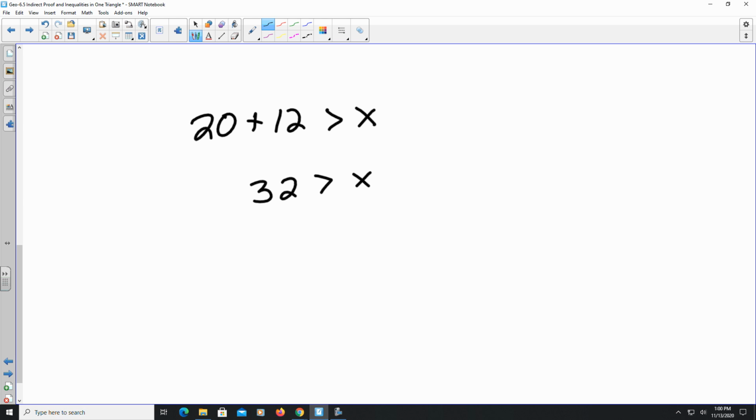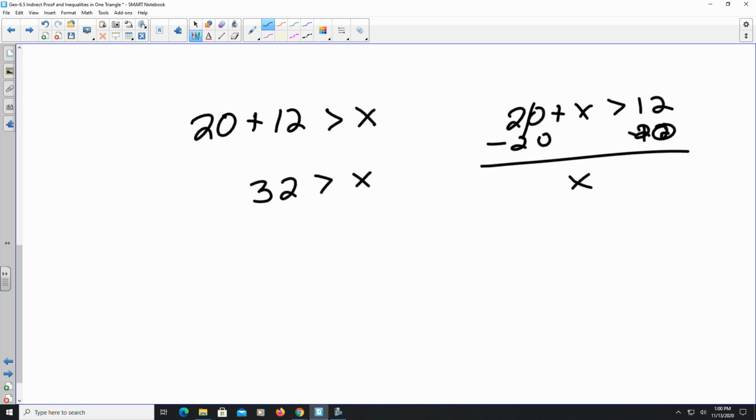All right, so whatever the value of x is, it must be smaller than 32. Now if I picked another set of values, let's say 20 plus x, that has to be greater than 12. If I subtract 20 from both sides, this now becomes x is greater than negative 8. Well, it can't have a negative distance, so that gets omitted.